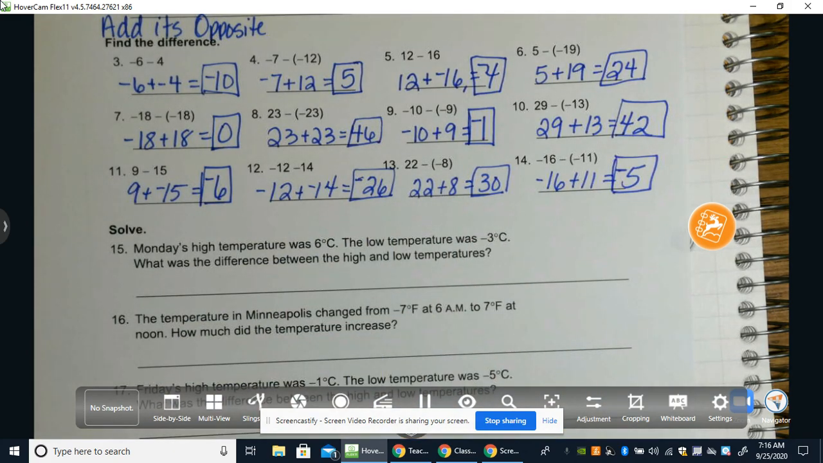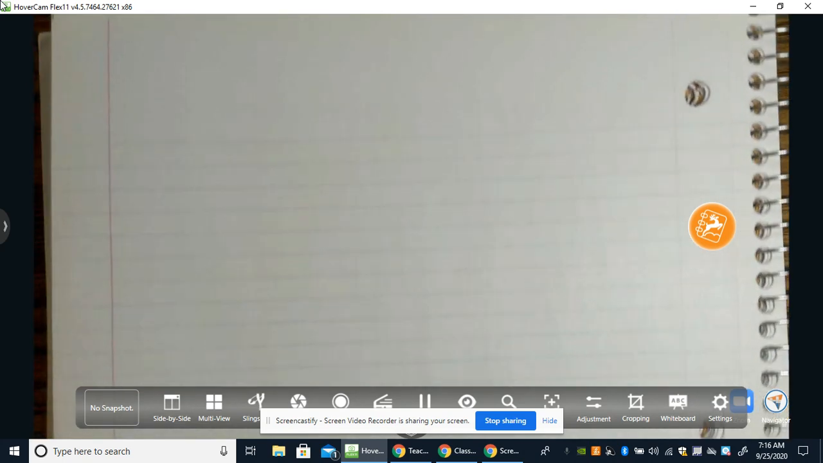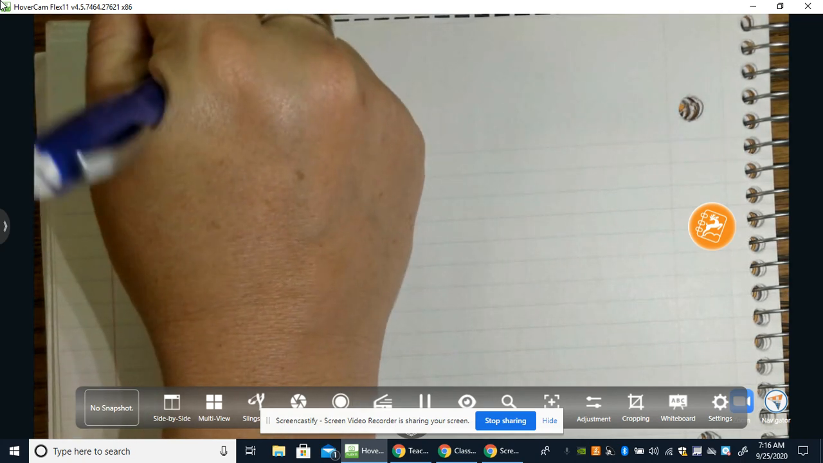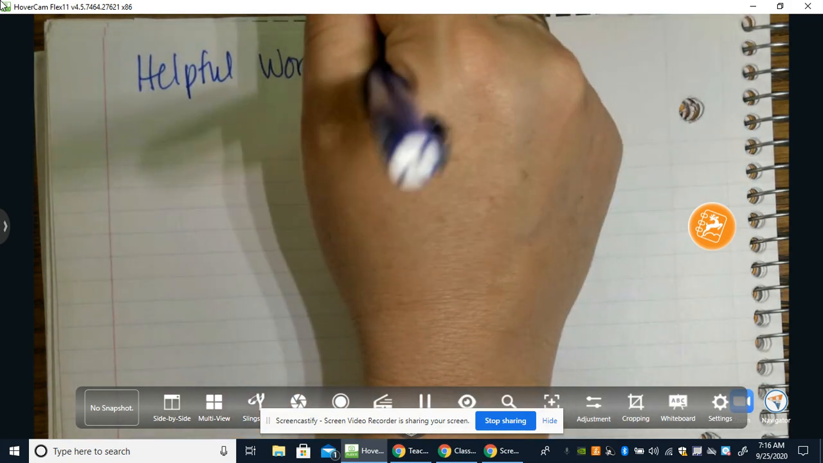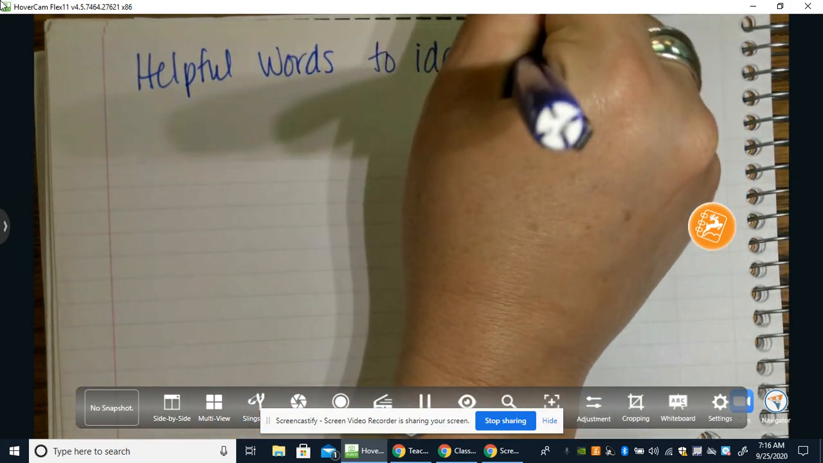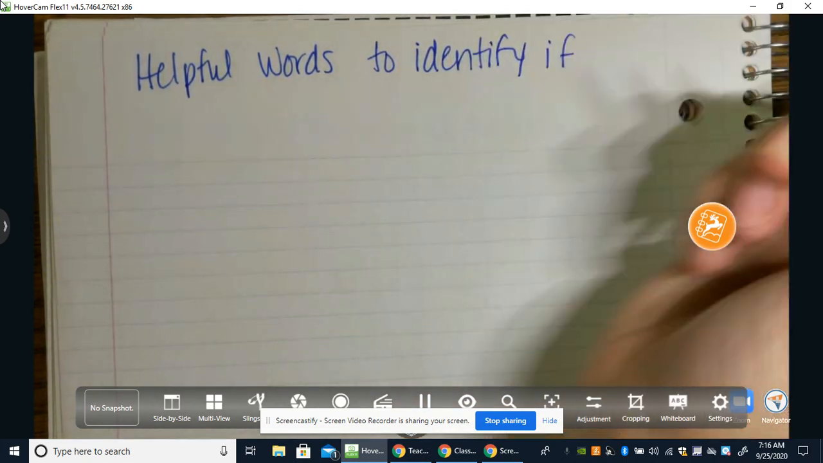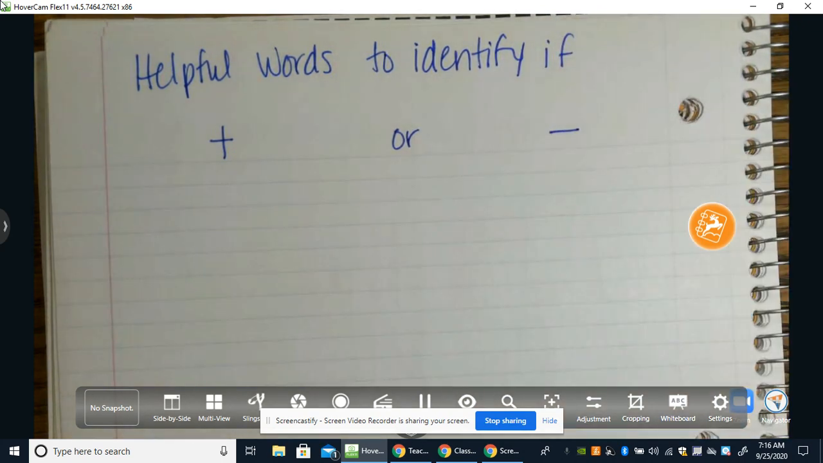So now we're going to go to our journal. Okay, let's go. We're going to glue in our stuff in a minute, but right now we're going to talk about helpful words you need to know if you're adding or subtracting integers. So let's write this out. Helpful words to know to identify if we're adding or subtracting integers.